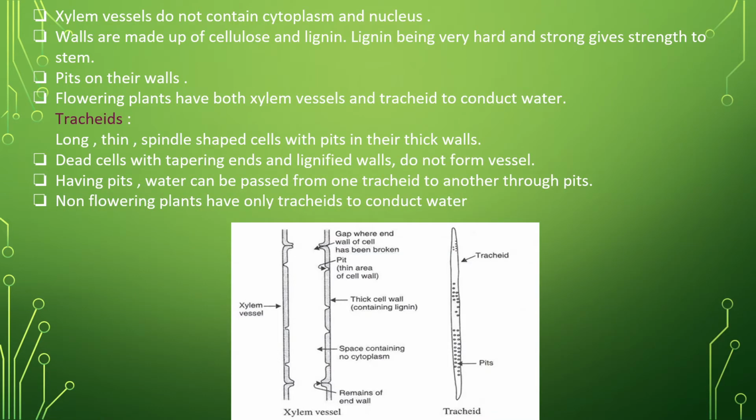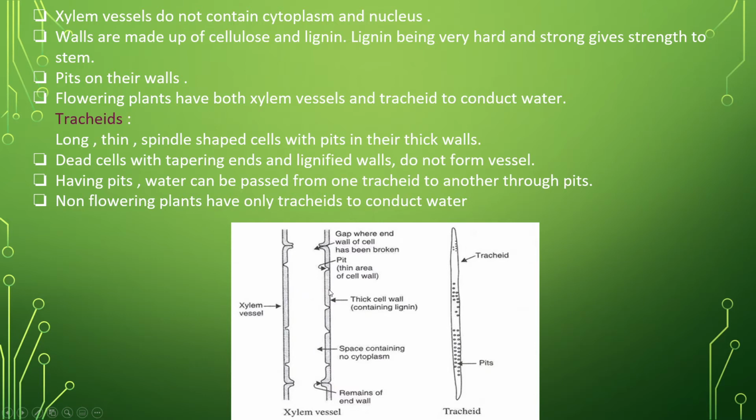Here you can see, here is the xylem. This is a structure of xylem. You can see there is one xylem cell, and it is non-living. That means it is a dead cell, and that dead cell's wall is made up of lignin and cellulose. You see, that is a thick cell wall containing lignin and space containing no cytoplasm. That means within the cell there is no cytoplasm and nucleus.